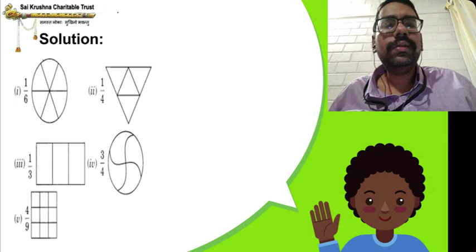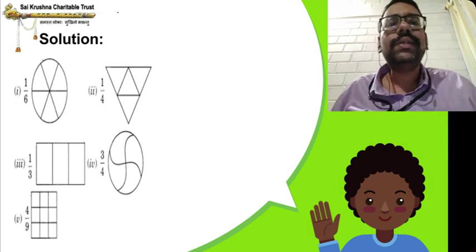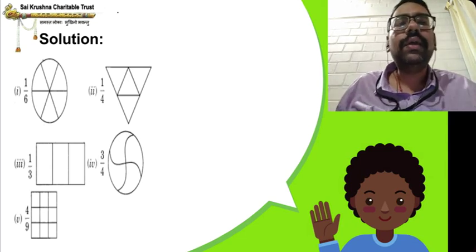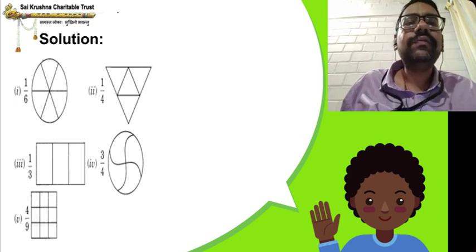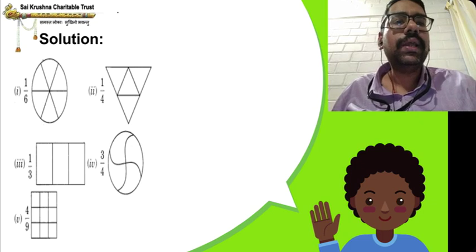So in the solution, you have to color 1 out of 6. In the second question, 1 out of 4 you have to color. Third one, 1 out of 3. Fourth one, 3 out of 4. Fifth one, 4 out of 9 has to be colored. You try this.